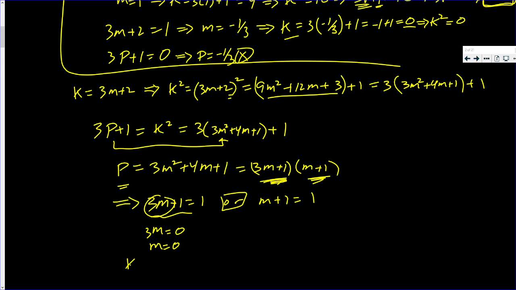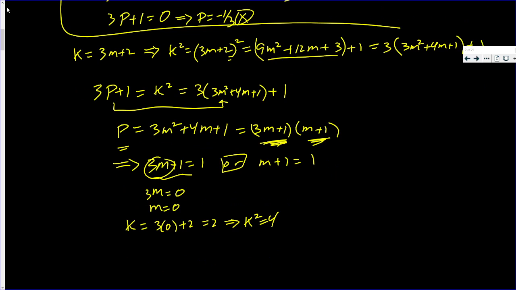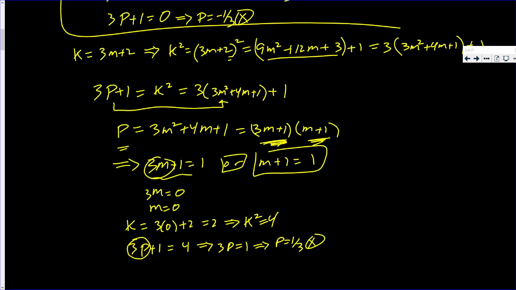Well, that means k is 3m plus 2, which is 2, which implies k squared is 4. Okay? So we want 3p plus 1 to equal k squared. That means that's 3. 3 plus 1 is 4. So 3p is 3. Ooh, that implies p is 1. Can't be. So let's come to this one.